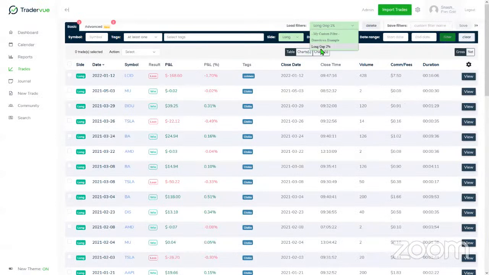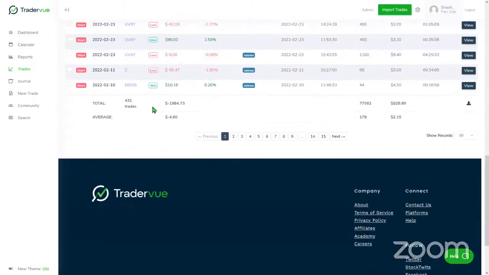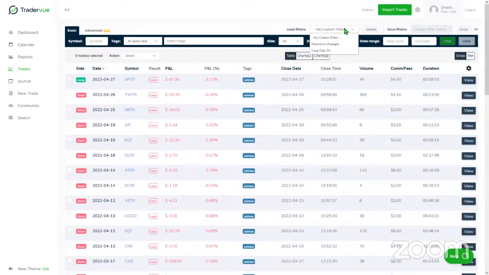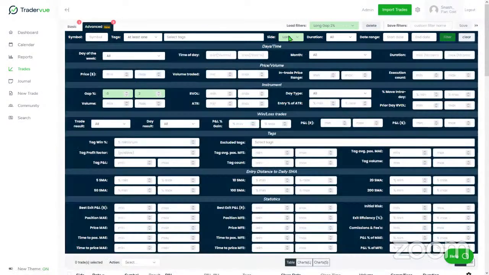now we can load the filter. Let me clear it up so you can see. So I've already cleared the filter. There's nothing in the filter. We scroll down, we have 431 trades. But if we scroll up, click here, load filter, and then click long gap 2%, now we have the filter put in automatically.